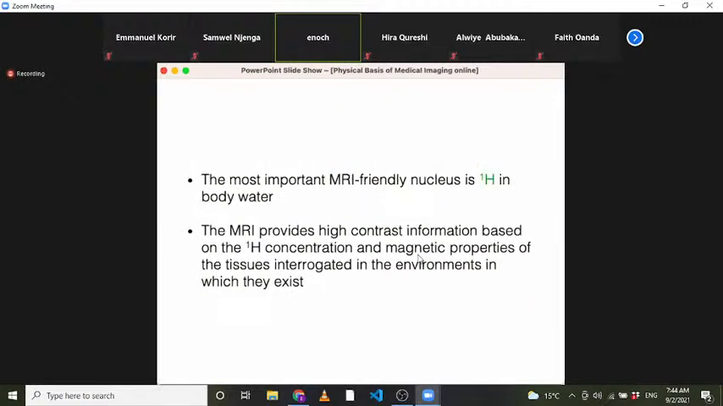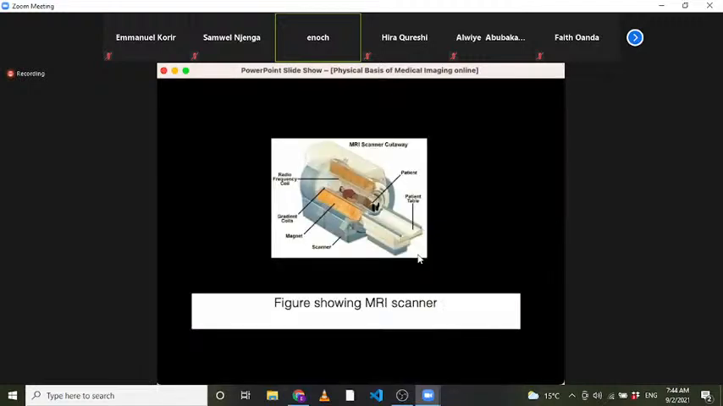So the most important MR-friendly nucleus is hydrogen, the proton, but we also have others which can be used, but their abundance is small, so that's why hydrogen-1 is used. We get information on the basis of the hydrogen-1 or proton concentration and the magnetic properties of the tissues being interrogated, in the environment in which they exist.